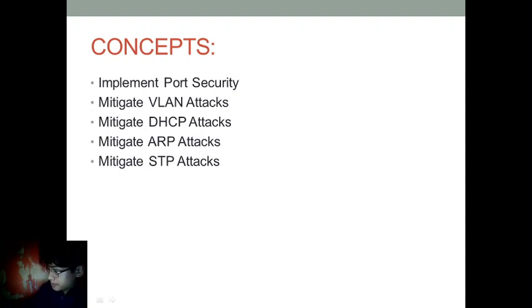Now, let's go to DAI implementation guidelines. To mitigate the chances of ARP spoofing and ARP poisoning, follow these DAI implementation guidelines. First is to enable DHCP snooping globally, and enable DHCP snooping on selected VLANs. After that, enable DAI on selected VLANs, then configure trusted interfaces for DHCP snooping and ARP inspection.